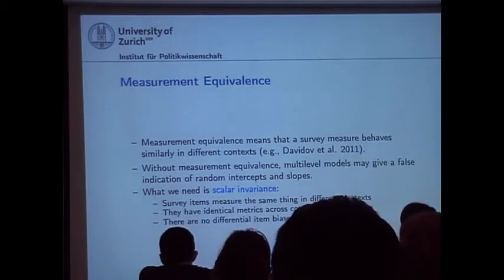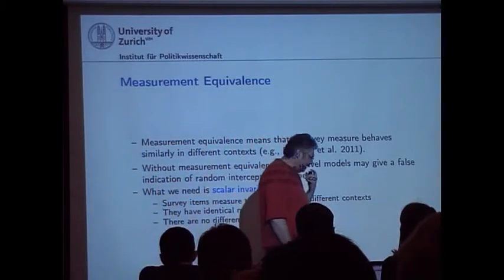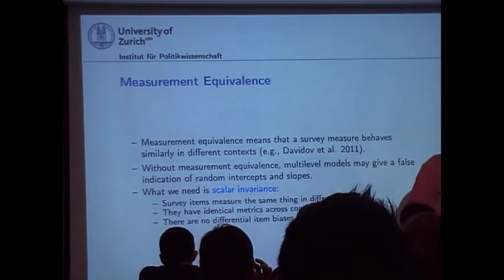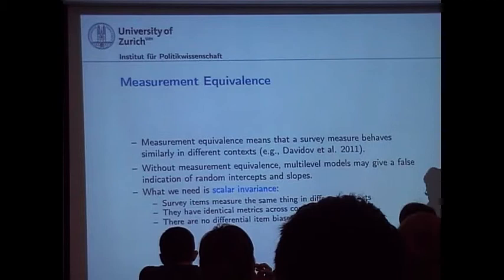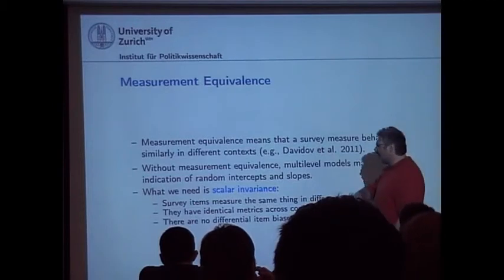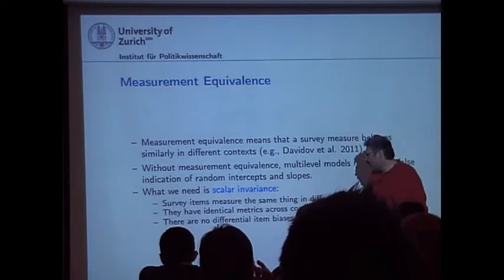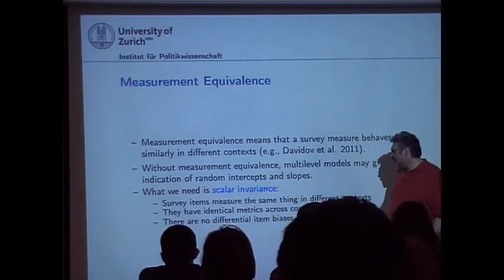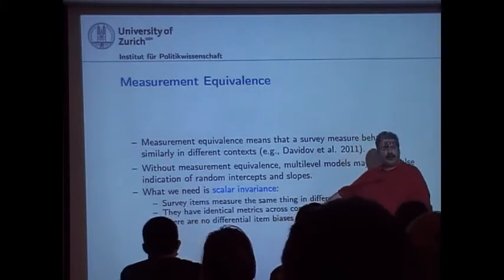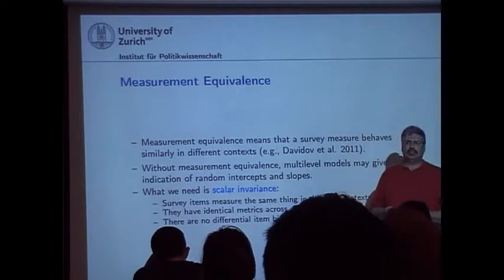And what we actually need is a particular version of measurement invariance, which is actually one of the strictest versions, namely scalar invariance. We need items that measure the same thing in different contexts, that have identical metrics across the contexts, and that don't have differential biases across the contexts.